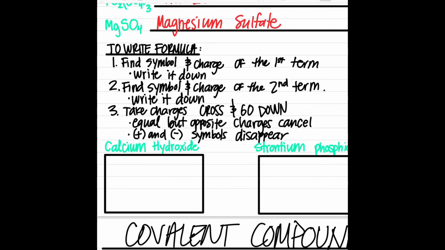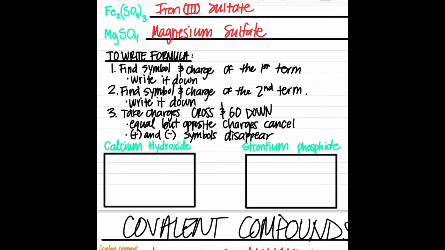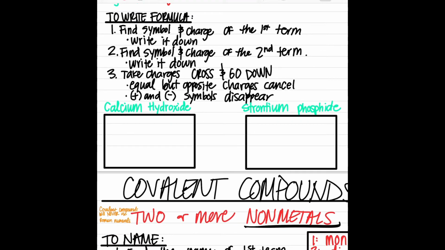All right, now, let's do this the opposite way. Given the name, you have to write the formula. This is a little bit more difficult. So the first step is to find the symbol and the charge of the first term and write that down. The second one, find the symbol and the charge of the second term and write that down. Step 3, take the charges, cross and go down. Equal but opposite charges cancel, and then the plus and minus symbols disappear.